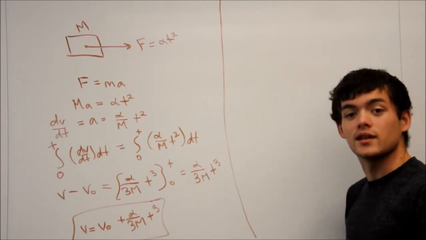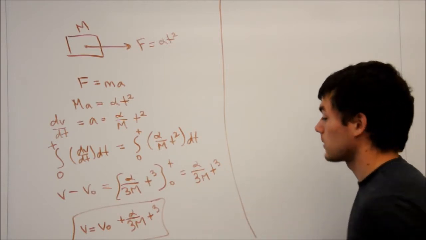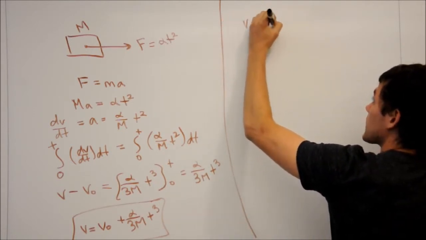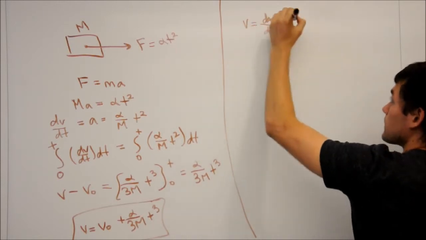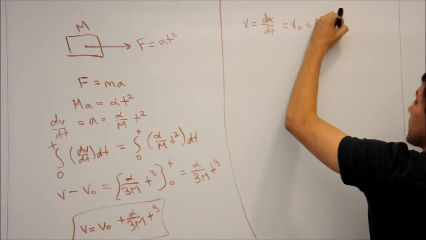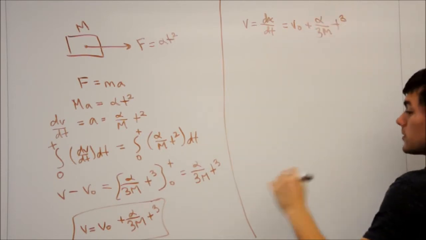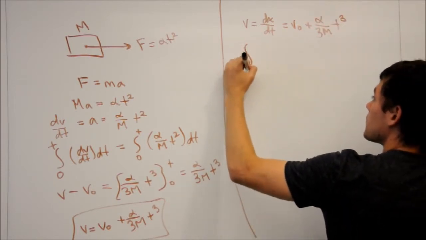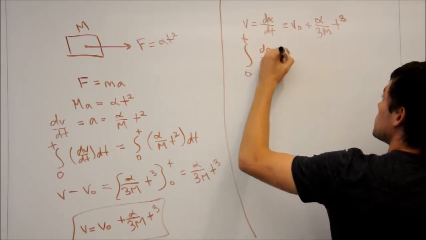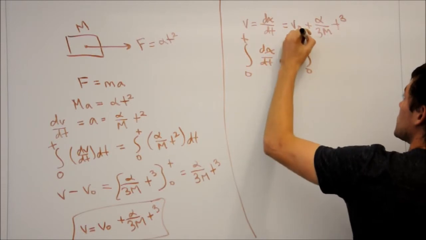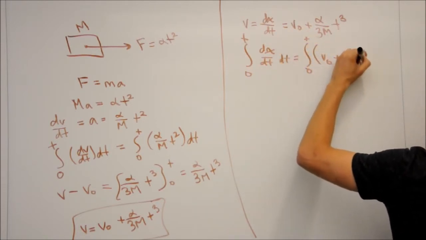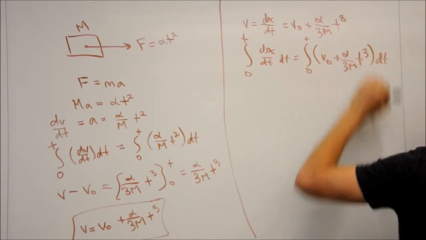And we're again given that the initial position is x naught. So here we're going to remember that v equals dx dt, the rate of change in position, equals v naught plus alpha over 3m times t cubed. And we're again going to integrate from 0 to t of dx dt equals the integral from 0 to t of v naught plus alpha over 3m t cubed dt.